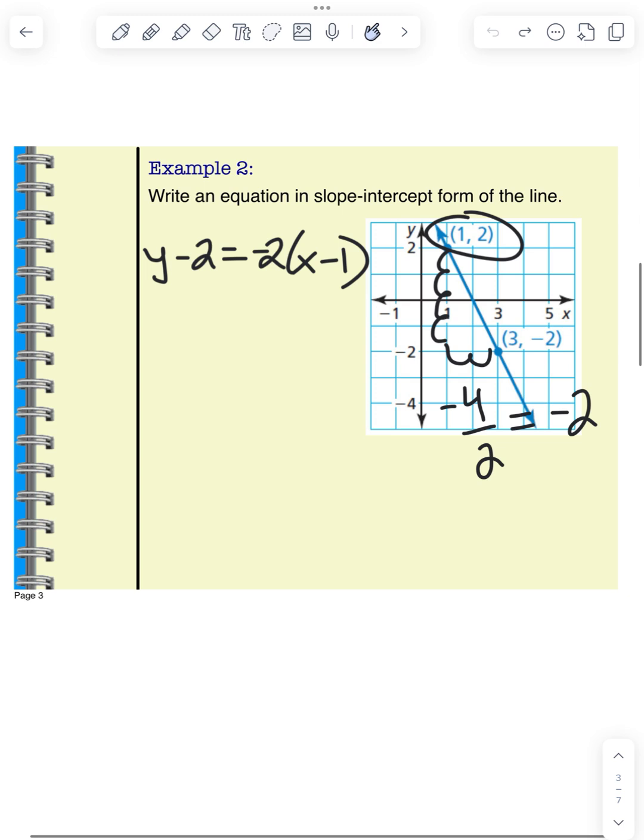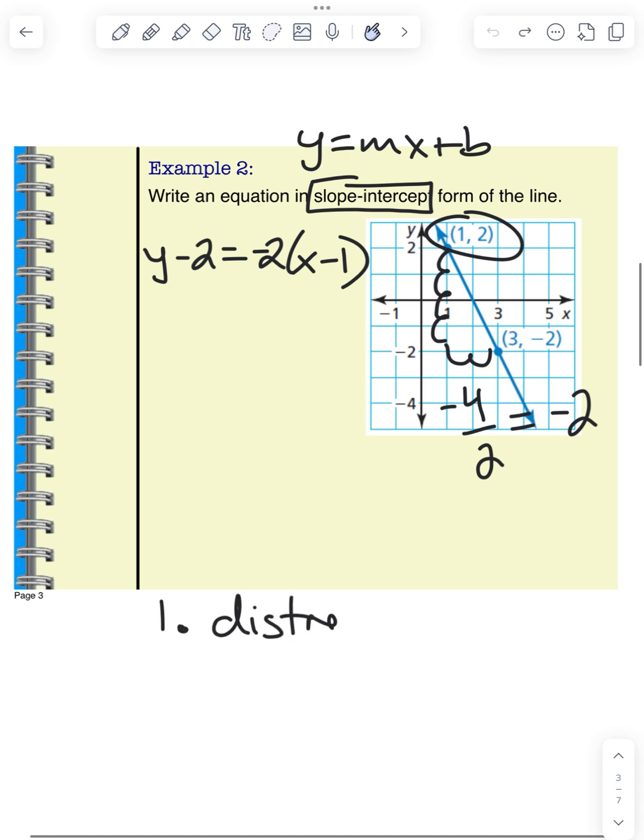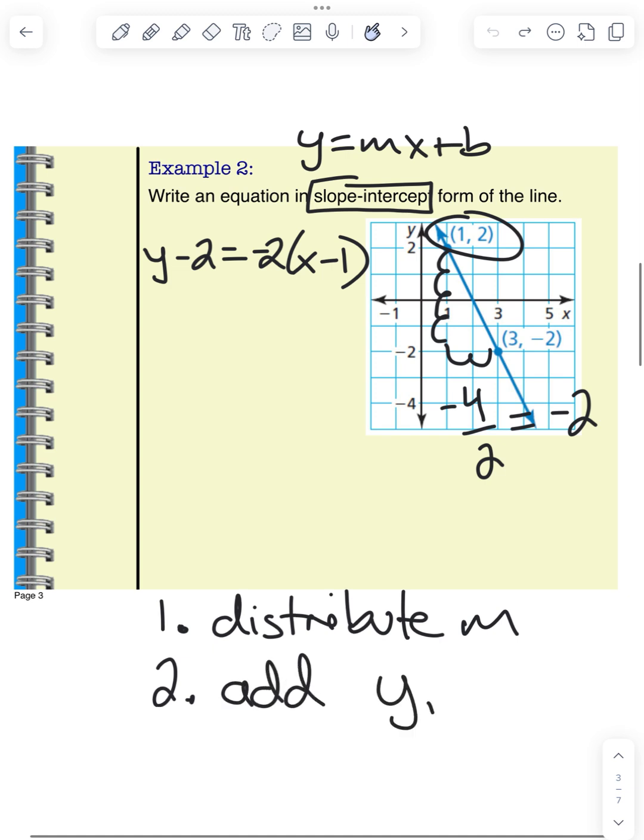Okay, from here, notice that the directions say slope-intercept form. Slope-intercept form is y equals mx plus b. From point-slope form, to convert it to slope-intercept, I'm going to do two things. Step 1 is I'm going to distribute the slope. Distribute m. Step 2 is I'll add the y point. So to get it into slope-intercept form, I need to get y by itself.